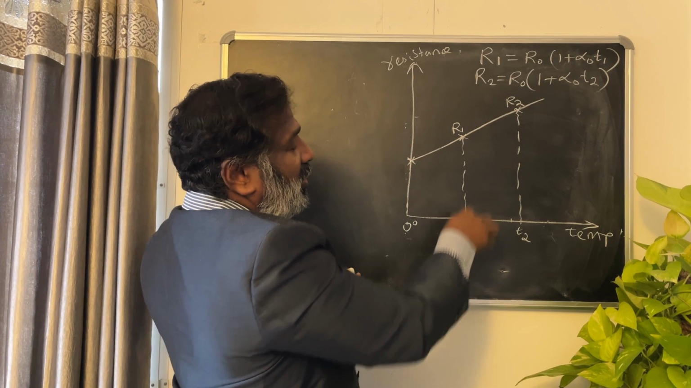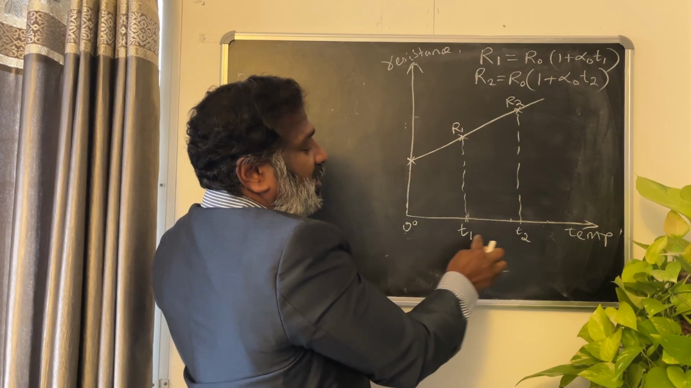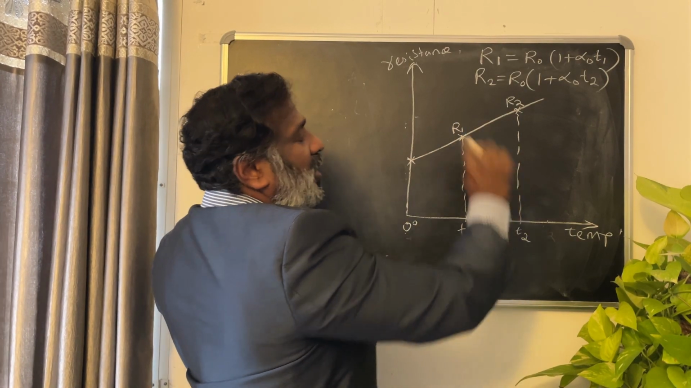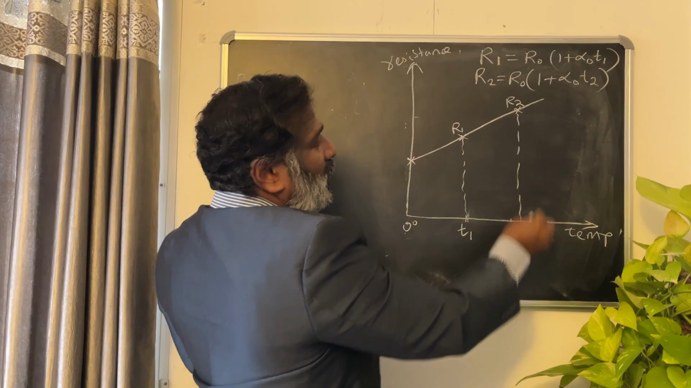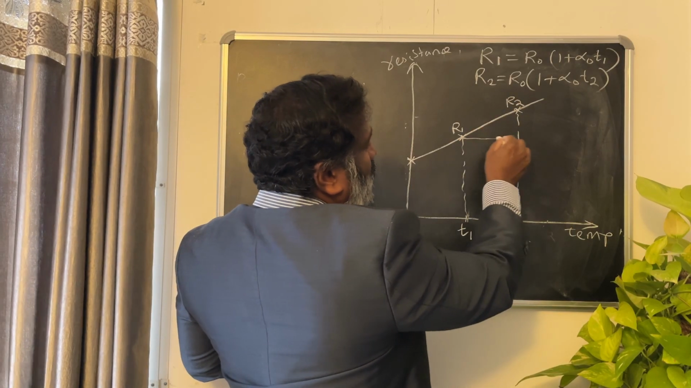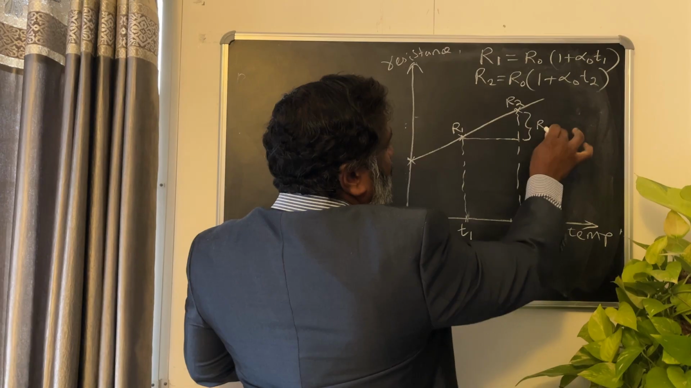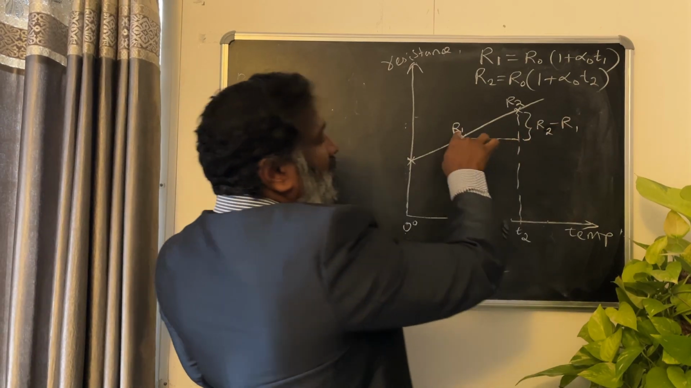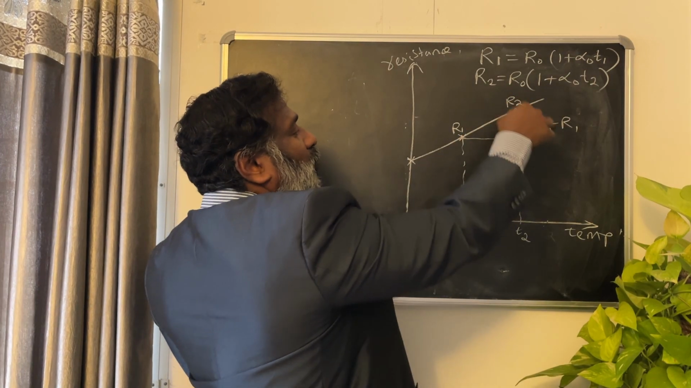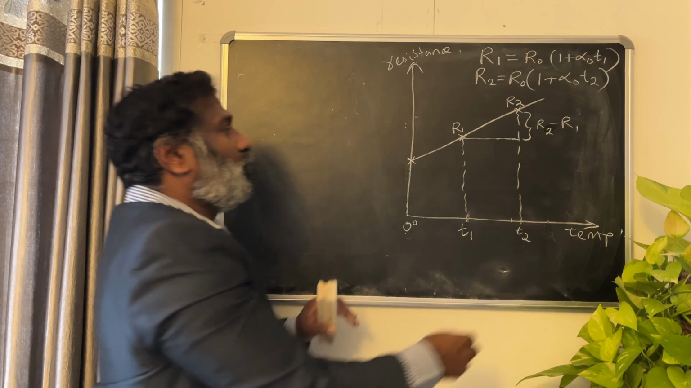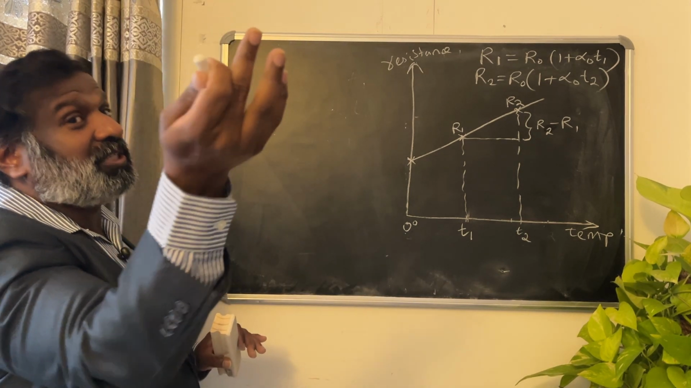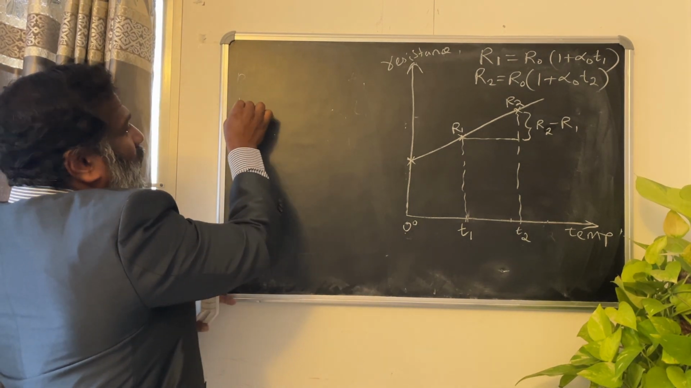Initial resistance, which we know, is resistance at T1 degree centigrade, that is R1. Now temperature is increased to T2 and the resistance is R2. So increase in resistance is R2 minus R1, correct? Resistance is increased from R1 to R2. So change in resistance is R2 minus R1. Now apply the same concept which we used earlier.